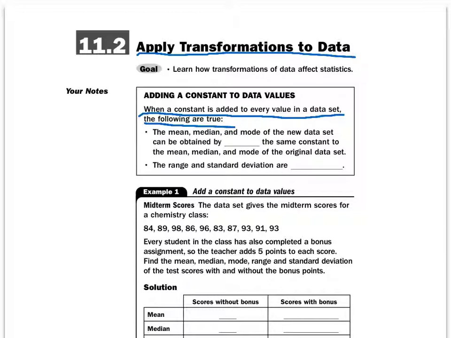The mean, the median, and the mode of the new data set can be obtained by adding that amount. So the mean, because if I add 20 points to everybody's exam scores, then everybody goes up 20 points. The range and the standard deviation don't change when you add to all the data points. They remain unchanged. Okay? So let's take a look at that.